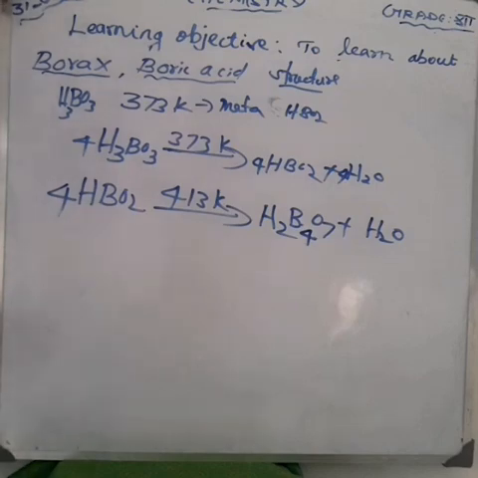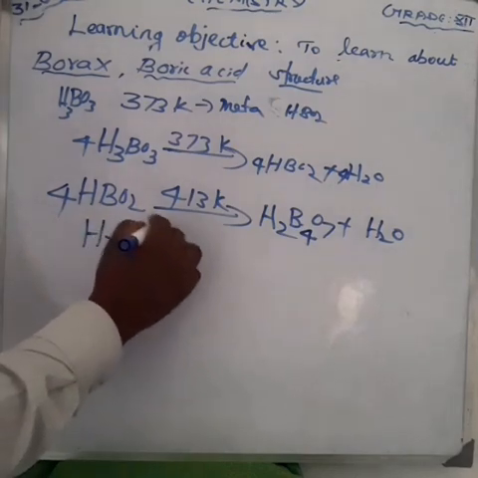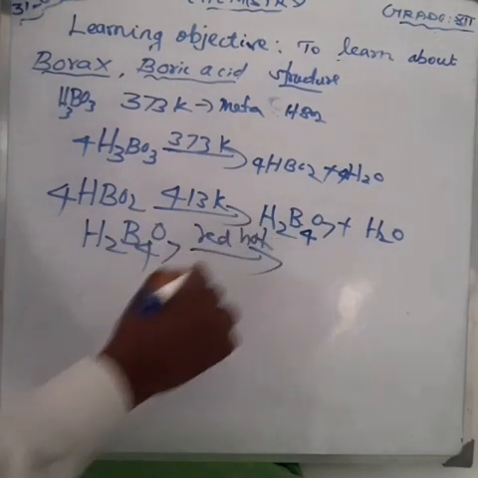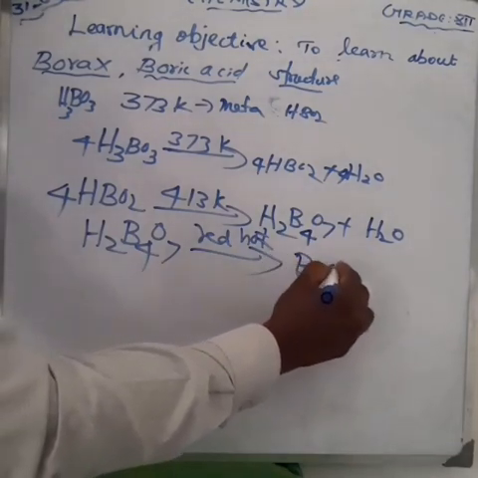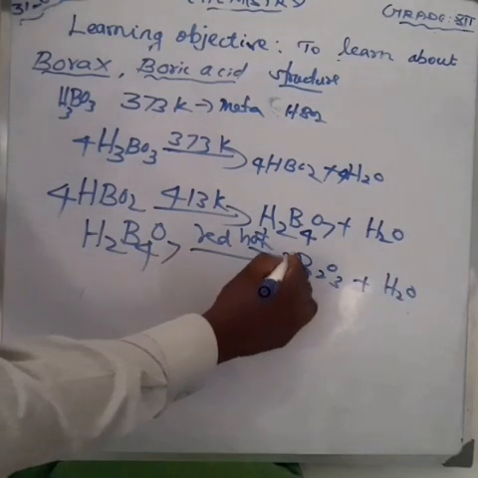Tetraboric acid, H2B4O7, undergoes red hot heat. Red hot. That means we get boric oxide, that is B2O3, plus water molecules. How can you solve this equation? Here having boron 4, so make it 2 here. Now the equation is balanced.